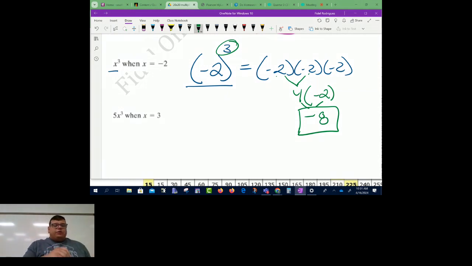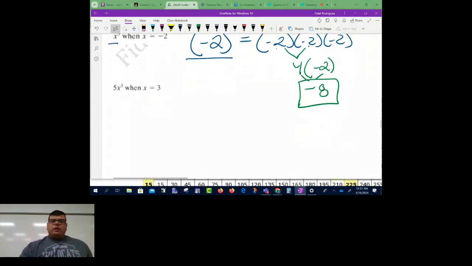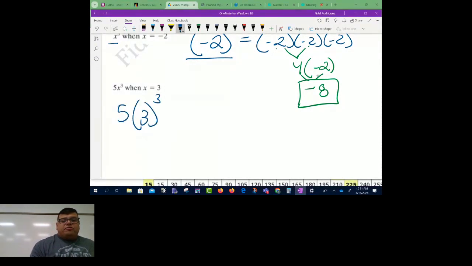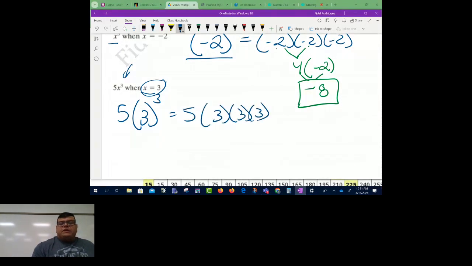All right, the next one here says 5x to the third when x is equal to 3. Okay, I'm going to do the same thing. Come back here, I'm going to write 5, 3 to the third power, where they put the number 3, and that 3 was already there. Okay, remember what this means: 5 times 3 times 3 times 3. Okay, y'all, we're just multiplying here.